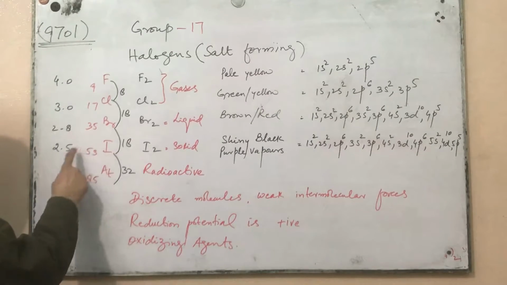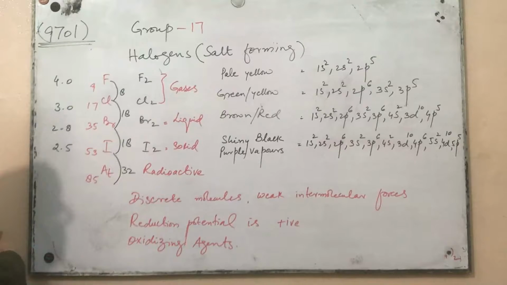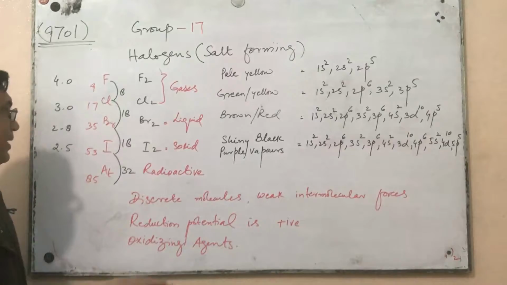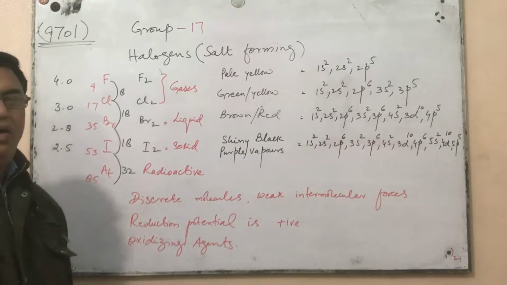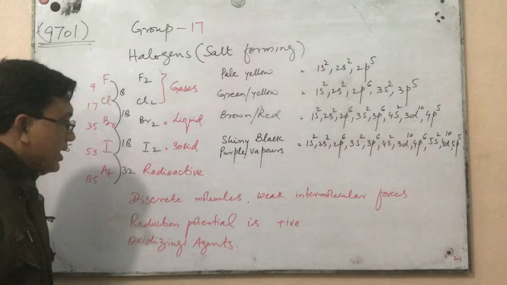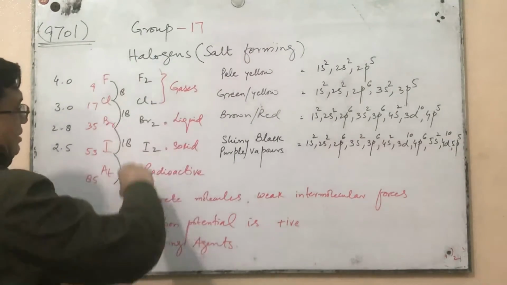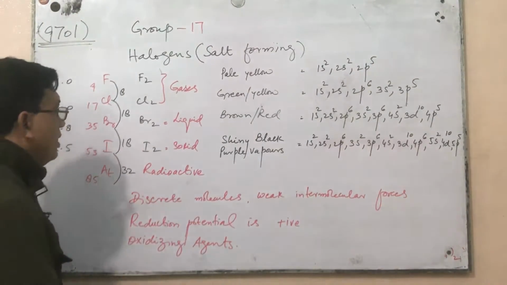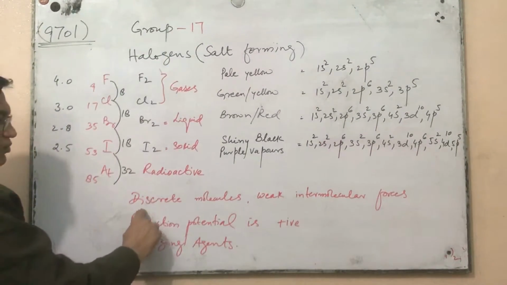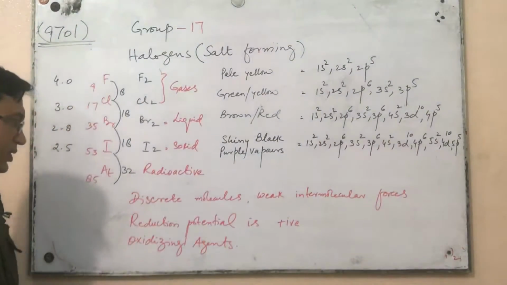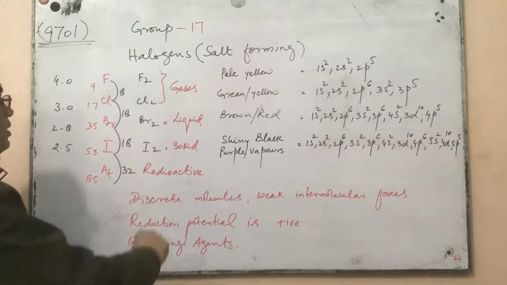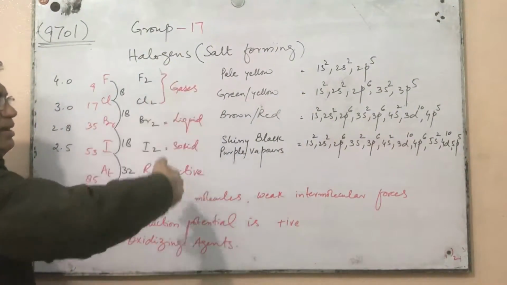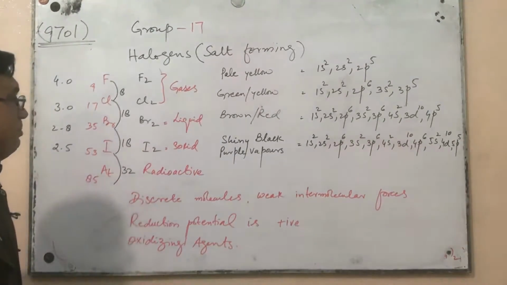While the electronegativity of iodine is 2.5, which is the least, it applies a lesser force of attraction to attract electrons. That's why it acts as a weak oxidizing agent. Now, all these members exist, as I have discussed, as discrete molecules. Between molecules, weak intermolecular forces are present. So, due to the weaker forces of attraction, their melting and boiling points are low as compared to others.